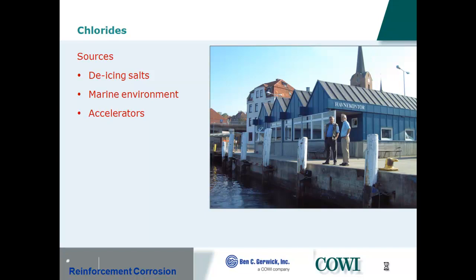Hardening accelerators were used in Europe until the mid-70s, and we still see now and again a case where they have been used as hardening accelerators and where you have a very aggressive corrosion. That's calcium chlorides that were used in those days. It would namely be on precast concrete members because they wanted to strip the formwork and have a production running.